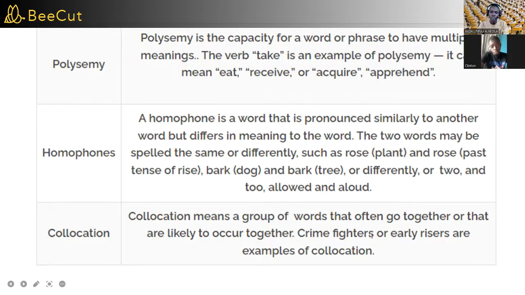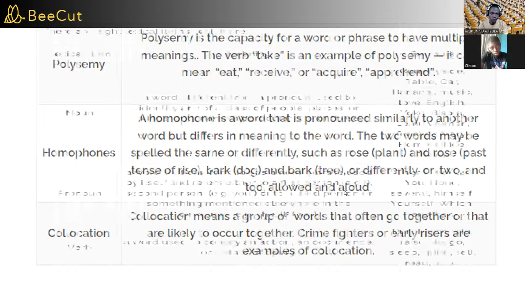Maybe school driver or school bus. Words, newspaper. Yes, newspaper, words that go together. So those are collocations.